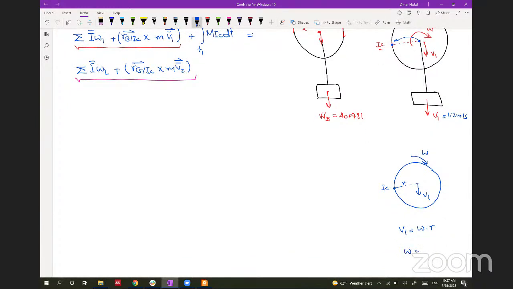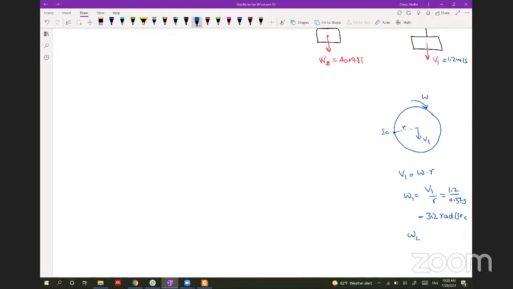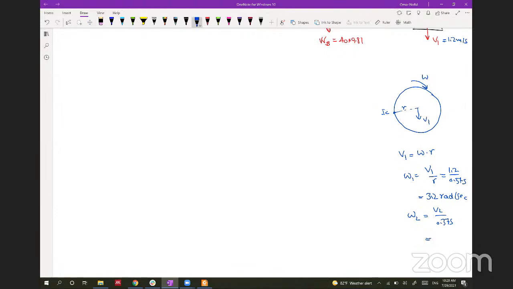And this can give us that omega 1 is equal to V1 divided by R, and V1 is 1.2, and the R is 0.375. And this will give us that omega 1 is 3.2 radian per second. So we got omega 1 from the velocity, and omega 2 will be equal to V2 over 0.375. So V2 will be equal to 0.375 omega 2, because we don't know omega 2 and V2 as well.